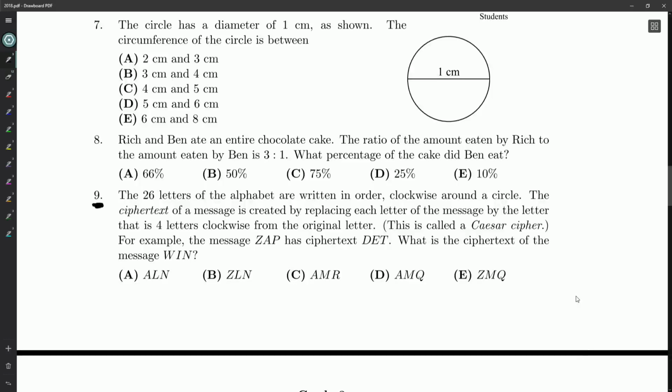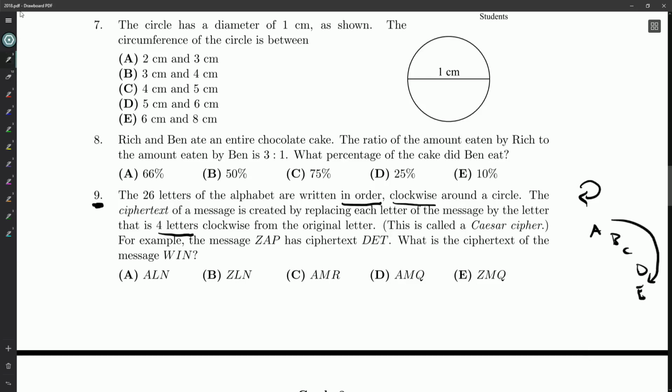The 26 letters of the alphabet are written in order, clockwise, around a circle. The ciphertext of a message is created by replacing each letter of the message by the letter that is 4 letters clockwise. So 4 letters further in the alphabet from the original letter. It's going to look sort of like A, B, C, D, and A would go to E, that sort of thing.